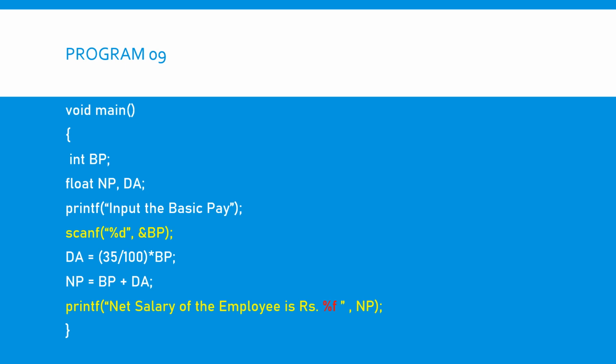So in the last line, print the result with the help of the printf statement. Net salary of the employee is rupees percentage f comma NP. So please note here the format specifier is percentage f because we are dealing with a float value. And finally, the closing braces for the main function.